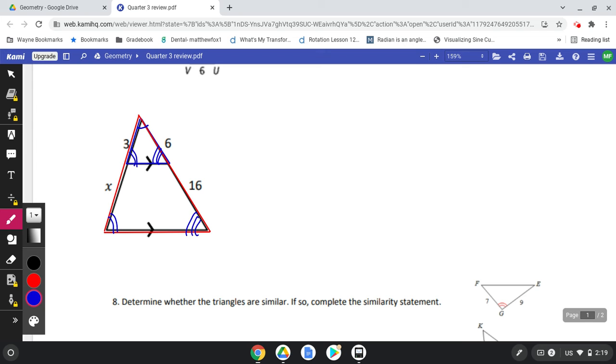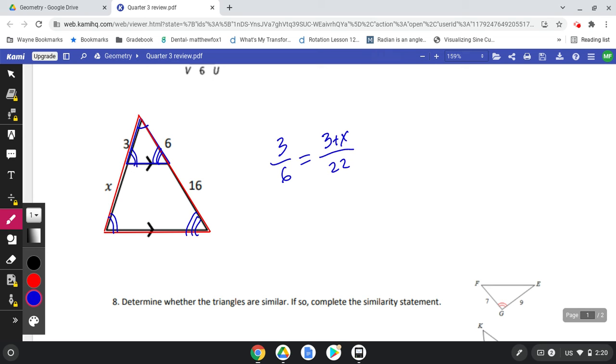Okay. Now at this point, we can do a couple different things. So the small triangle, we have 3 over 6 equals, now on the big triangle, the 3 is on the left side. It won't match up with x. It will match up with 3 plus x. Meanwhile, on the right side, the 6 would match up with 6 plus 16, which we know is 22.